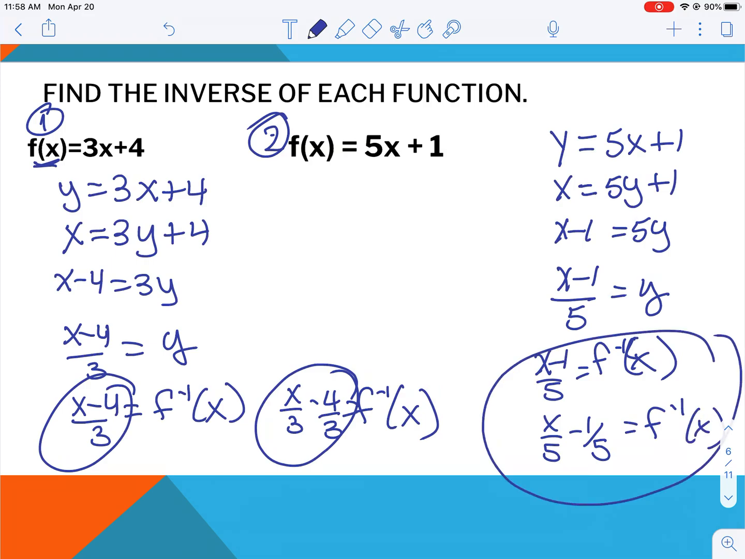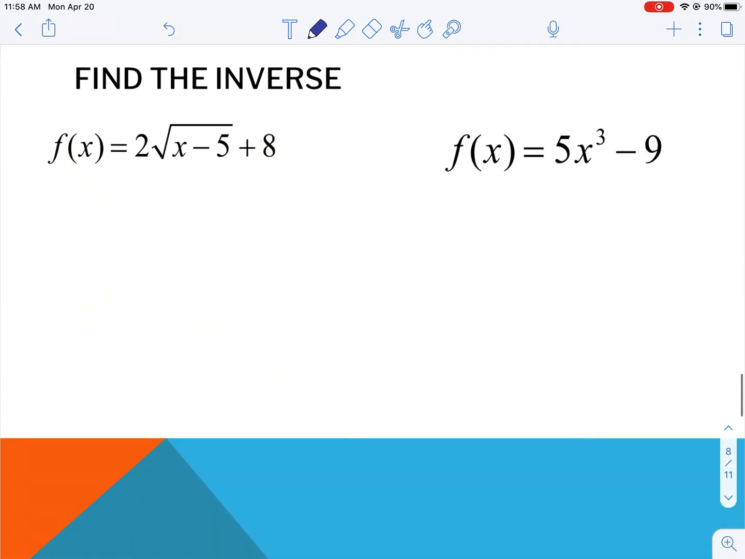So how did you do? Did you get one of those two answers? Okay, again, that f to the negative 1 is the symbol for inverse. Okay, let's look at a couple other functions. So this one is a square root. Again, if you want to hit pause and try it, not a bad idea, and then you can see how yours compares to mine.